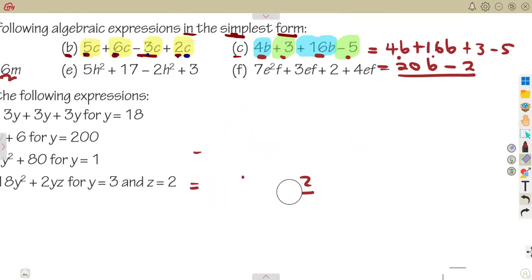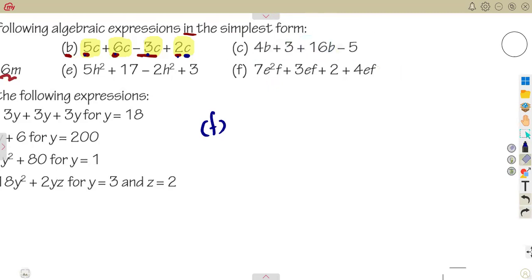Then on part F, you are also to consider the like terms. There we've got 7e squared f. So take note, this is a square, 2 to the exponent of 2. We do not have any other part that is being raised to the exponent of 2. So this is just going to be taken as it is. We do not have a like term. Remember, we must also have the same exponent.